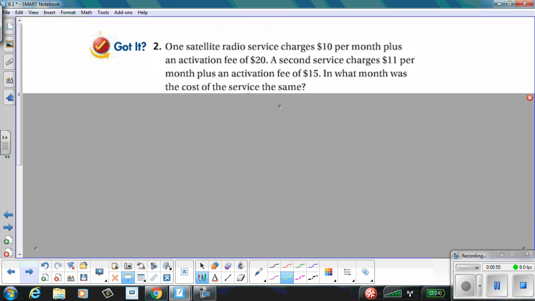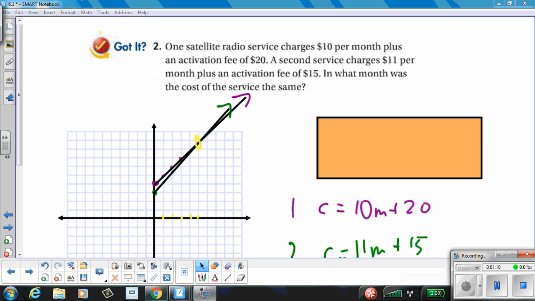All right, why don't you press pause and try this one with satellite radio fee. Build your 2 equations. Use your equations, what you know about them, to graph, find that intersection. And that ordered pair is your solution to that system. All right, let's see how you did.